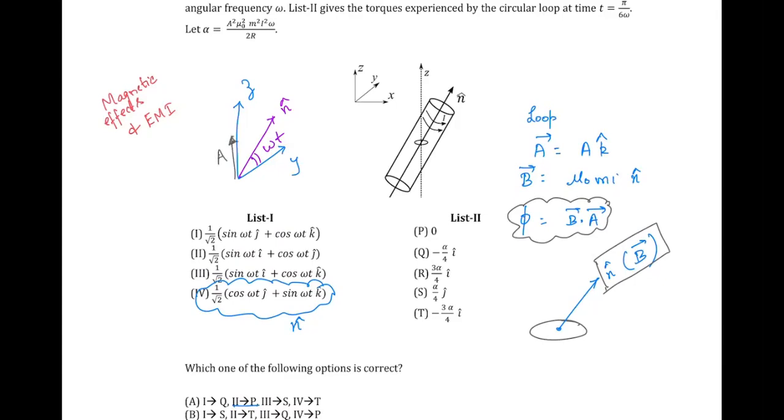So what is happening to the flux? Note that this n cap is rotating towards the area vector. Right? So the flux associated with the loop tends to increase with time. So this is an increasing flux, that B dot A. If that flux is increasing, the induced EMF will be such that it will try to create a magnetic field pointing in the downward direction, thereby trying to reduce the flux.